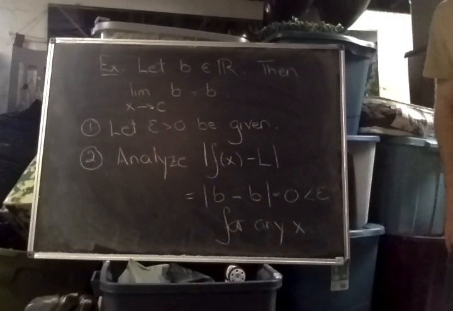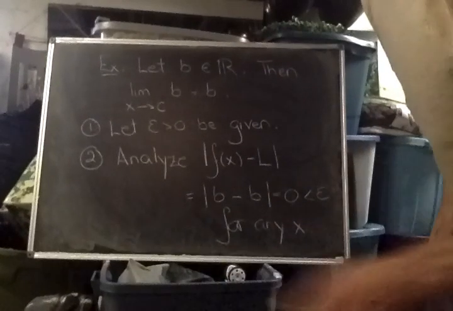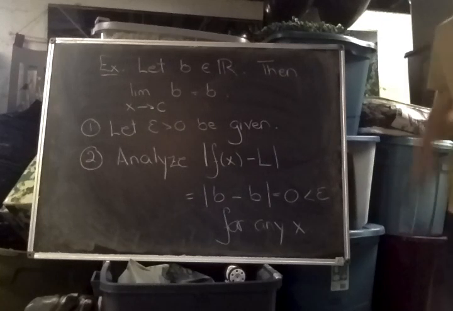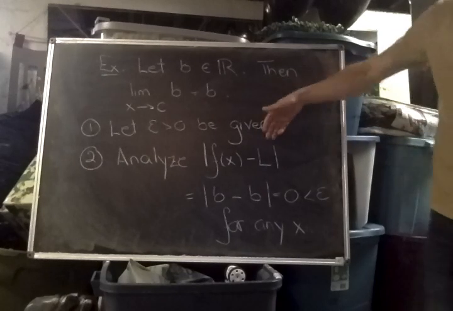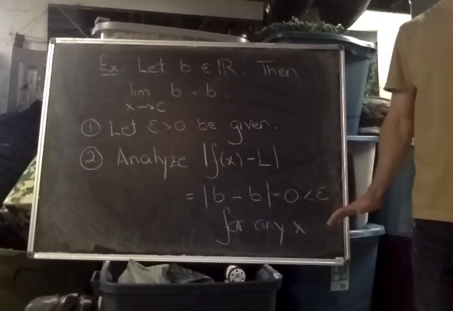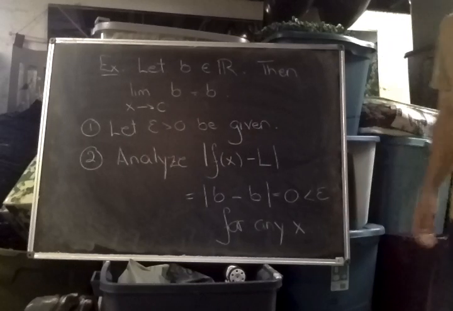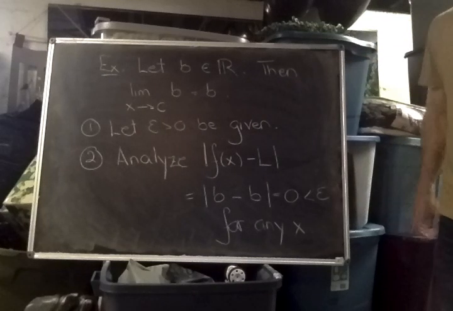Okay? So here we have the incredibly rare situation where the distance from f of x to L is going to be less than epsilon, no matter where you are. It doesn't matter how close x is to c at all in this particular example. You're always going to get that f of x minus L absolute value is strictly less than epsilon.